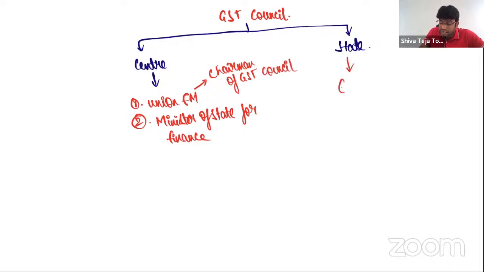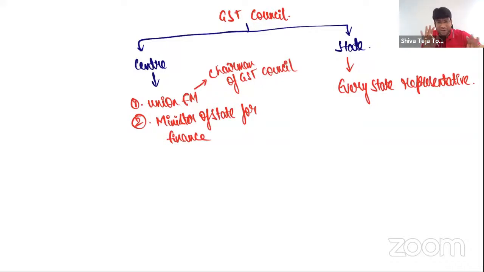And from the state side, we have every state representative. Don't always think every state finance minister. It is basically every state representative. Center side, 2 members. Who are the 2 members? Union Finance Minister. Second, Minister of State for Finance. And from the state side, we have every state representative.